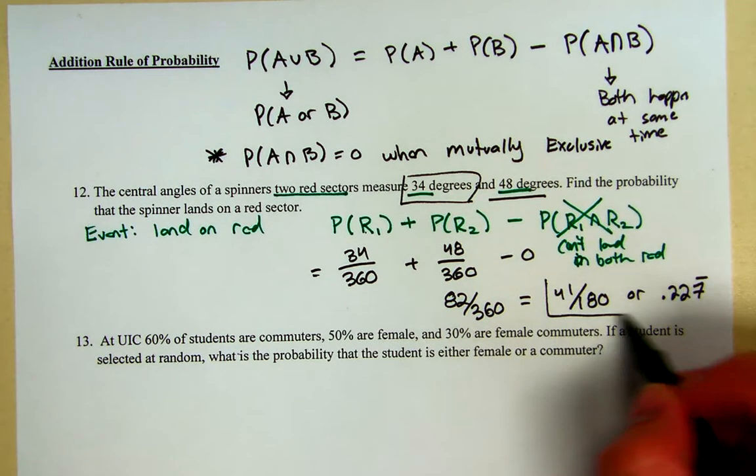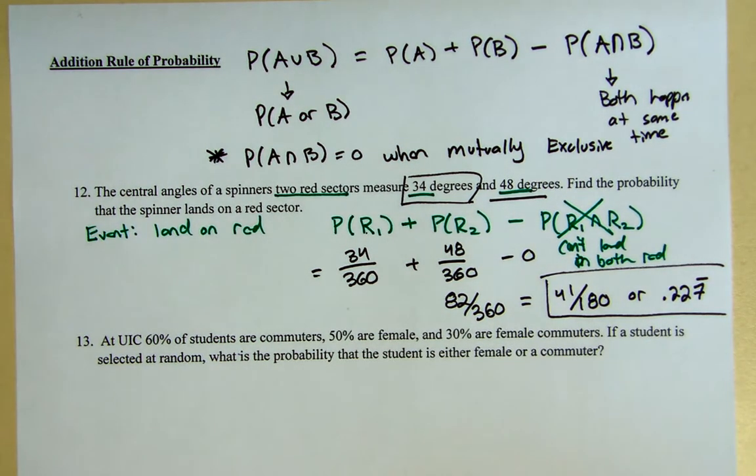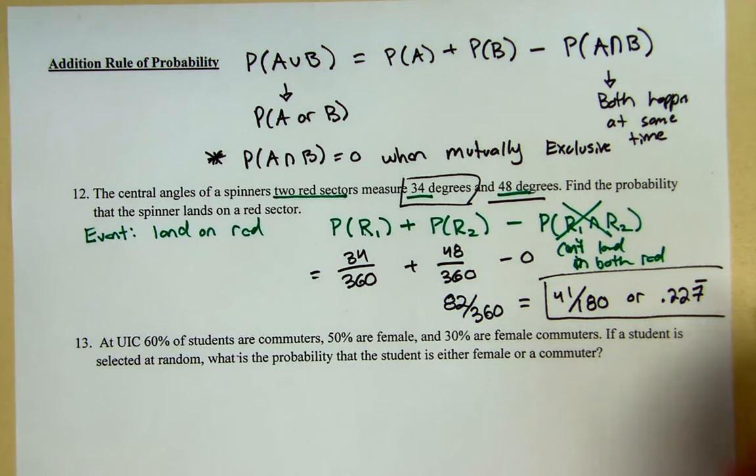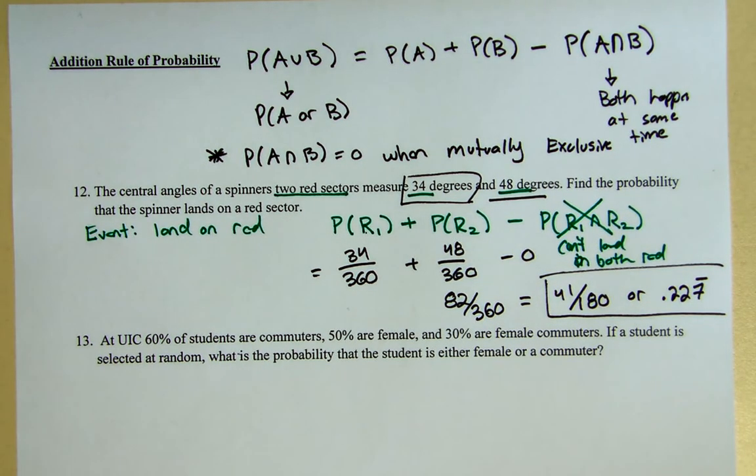In this case, usually you're going to want fractions. And we can turn that into a percentage if we wanted. About a 22% chance that you will land on one of the red sectors.